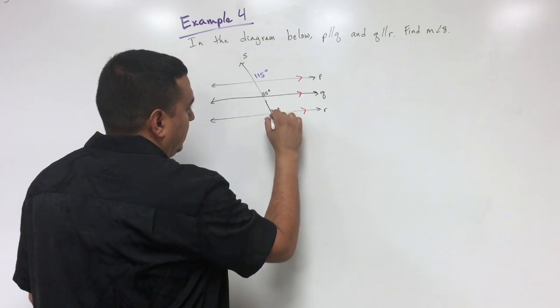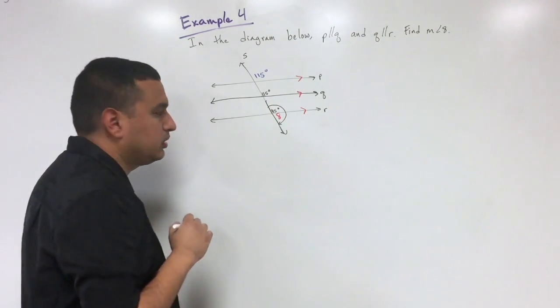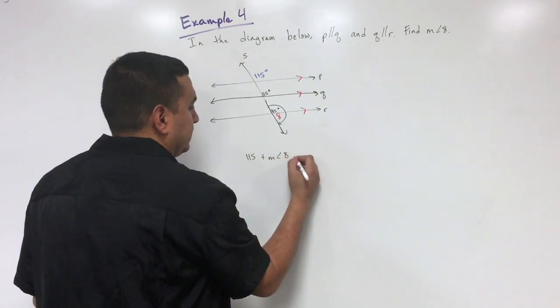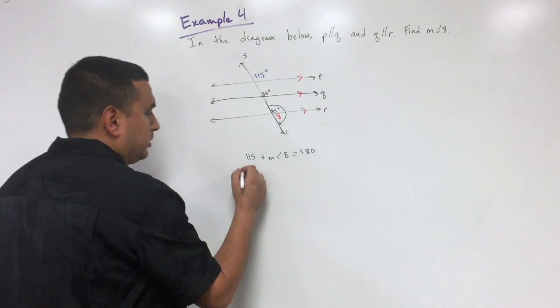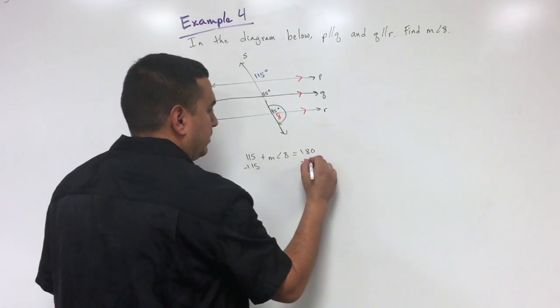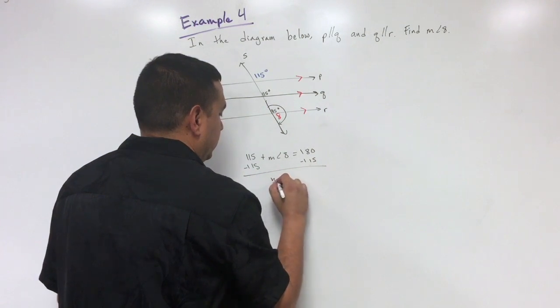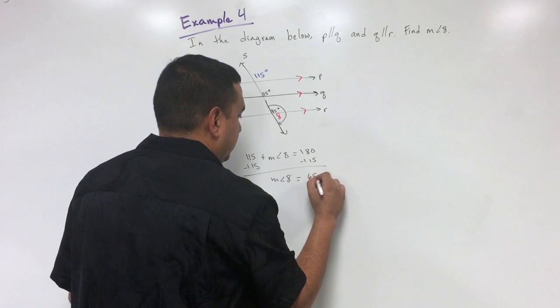Now, this line right here, this gives me a linear pair. So I know that the 115 plus the measure of angle 8, those two together have to be 180. So if I subtract 115 from 180, that tells me the measure of angle 8 is going to be 65 degrees.